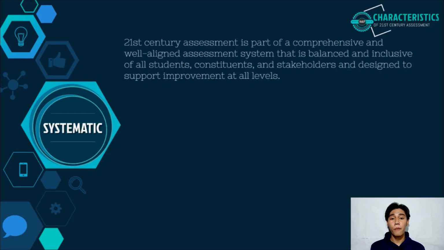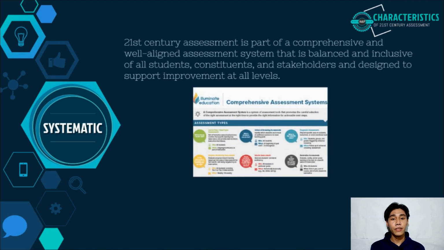The last characteristic is systematic. 21st century assessment is part of a comprehensive and well-aligned assessment system that is balanced and inclusive of all students, constituents, and stakeholders, and designed to support improvement at all levels. Bear in mind that it is systematic because there is a process. A thorough process and a thorough planning is involved.